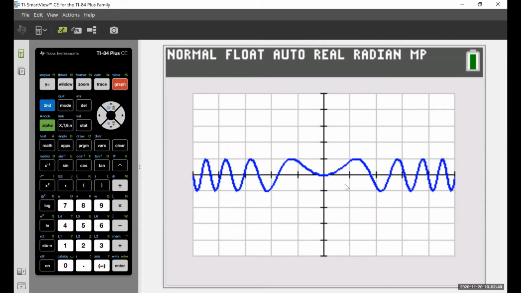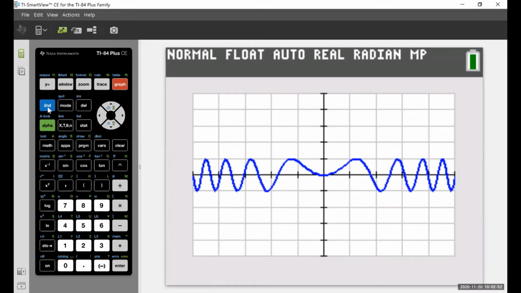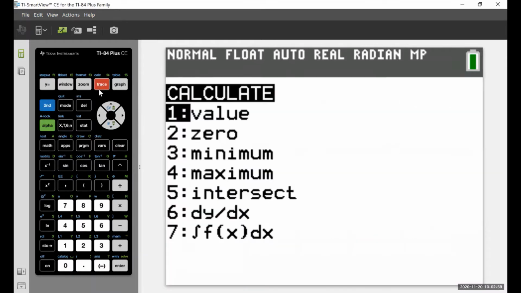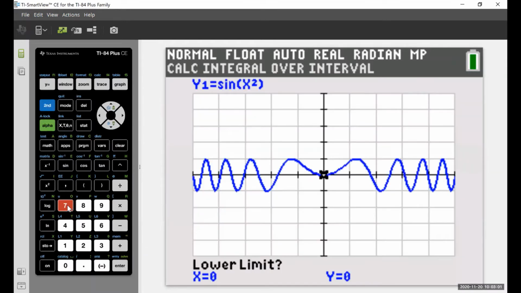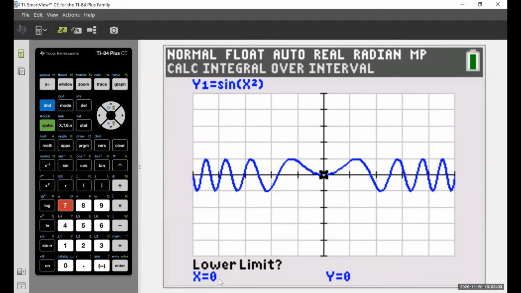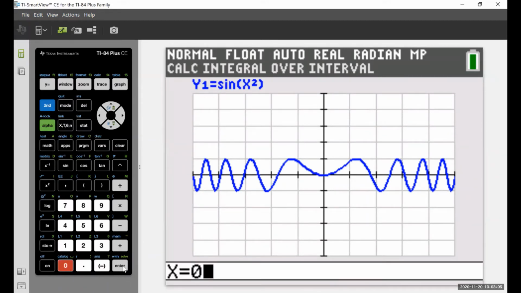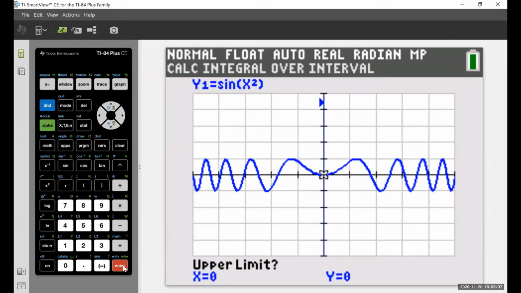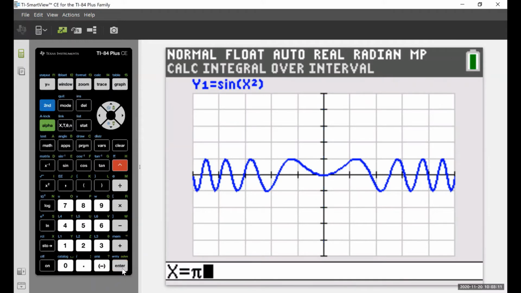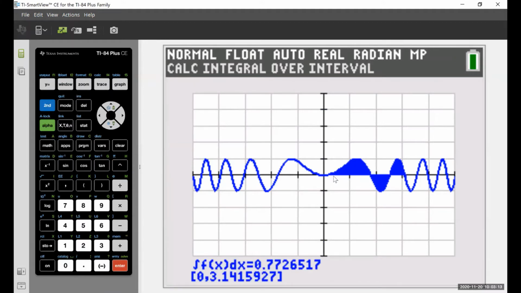Now we need to integrate this from 0 up to pi. So we go to second, trace, and number 7. Now we need the lower limit for the integral. It is 0, enter. The upper limit is pi, so we enter pi and then hit enter. So that is the area from here, from 0 up to pi.